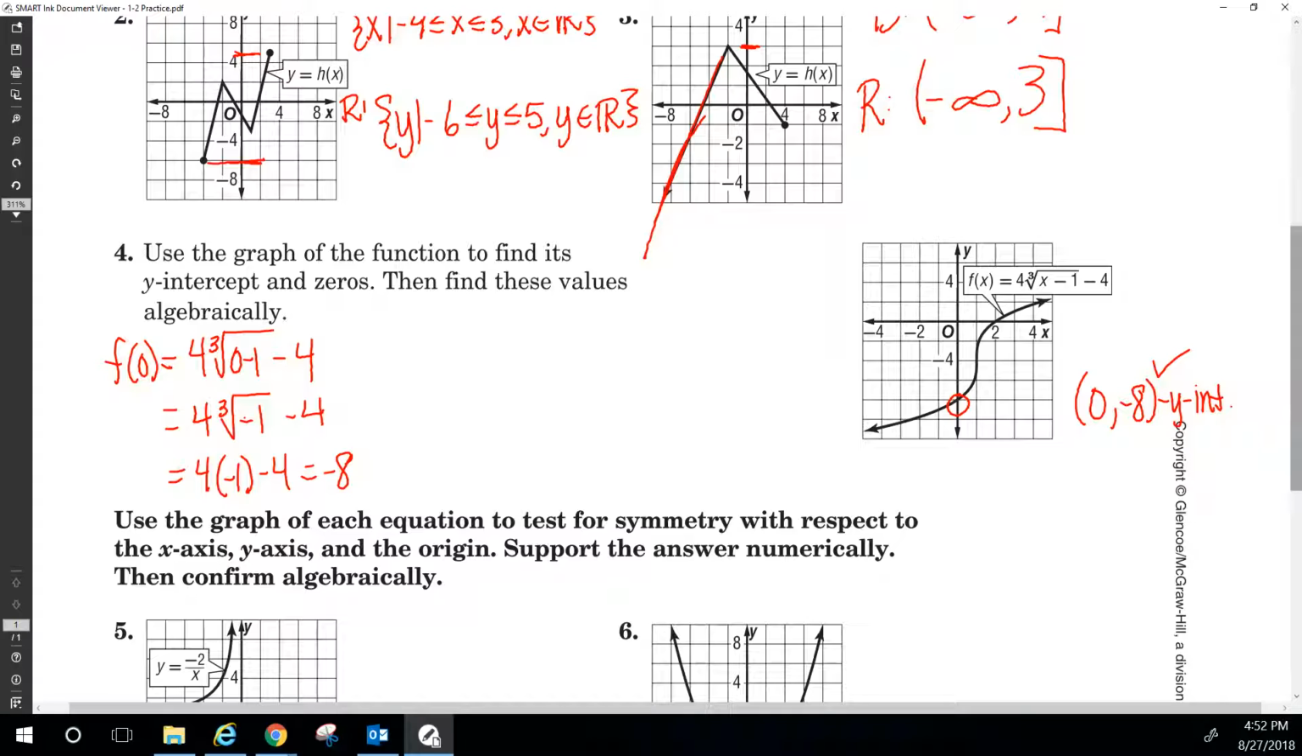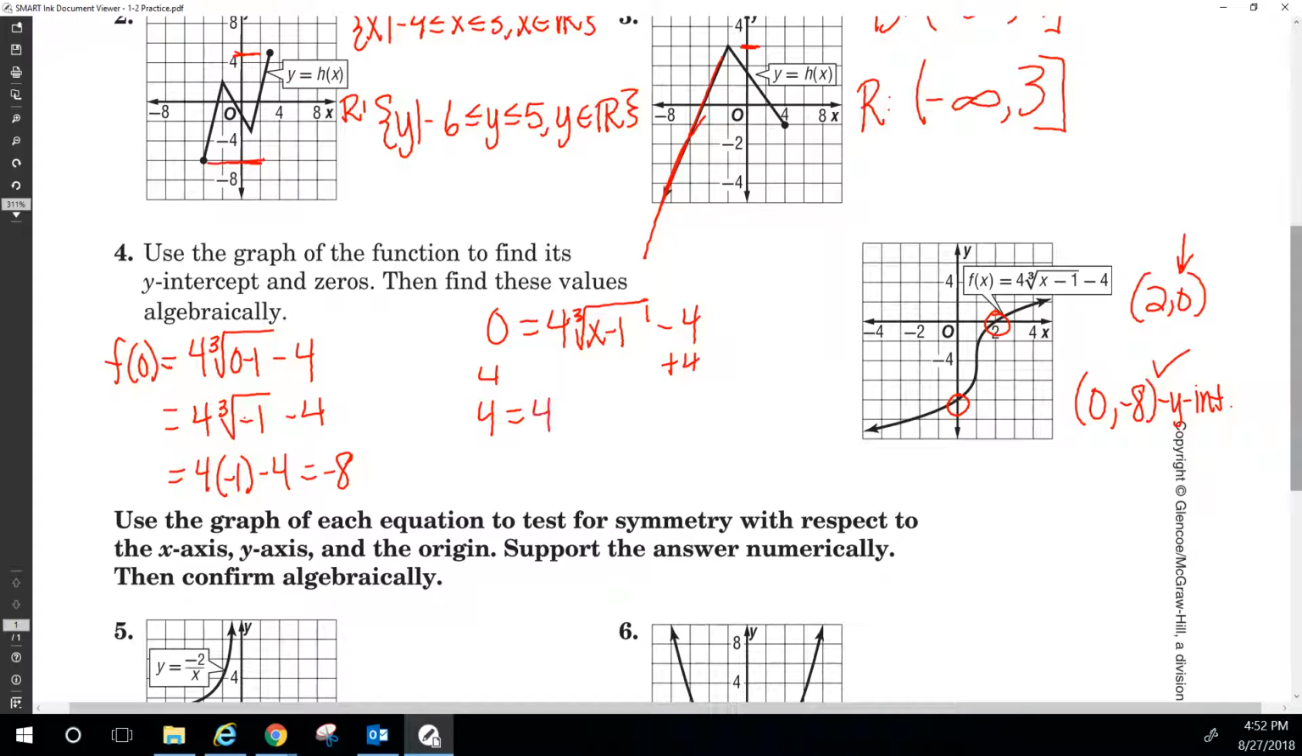So we were right on our y-intercept. Our 0 looks to be at 2, 0. So keep in mind that's when y is 0. So this time f of x is 0, and we are solving this guy for x to figure out what value makes y 0. All right, so I'm going to add 4 to both sides.